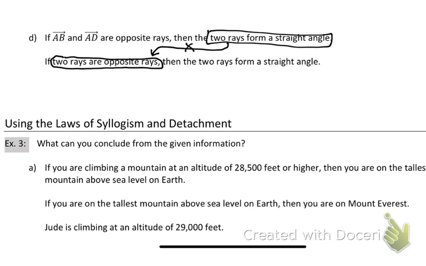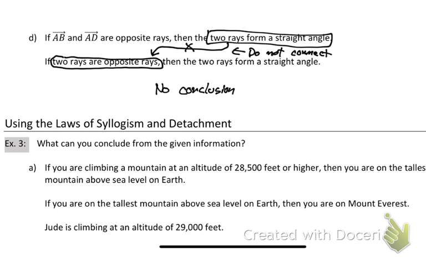So this would not be syllogism. These do not connect. So no conclusion. Does that make sense why no conclusion can be made? Let's put that in our backpack.